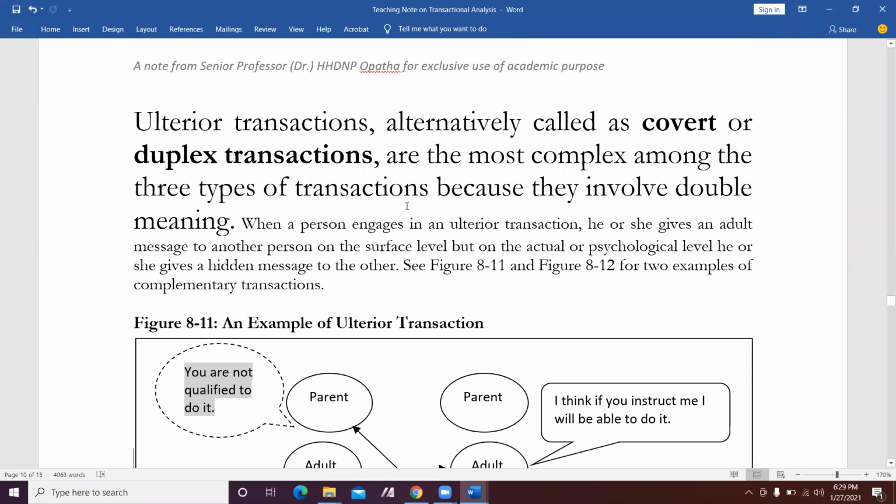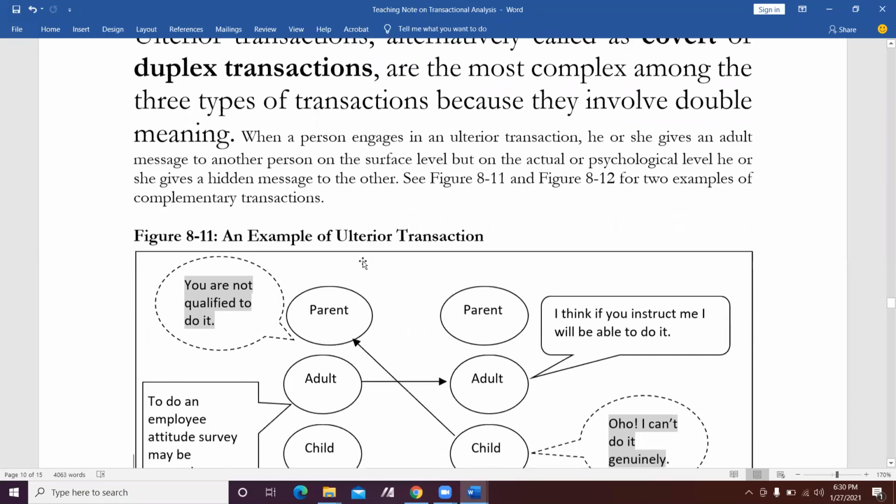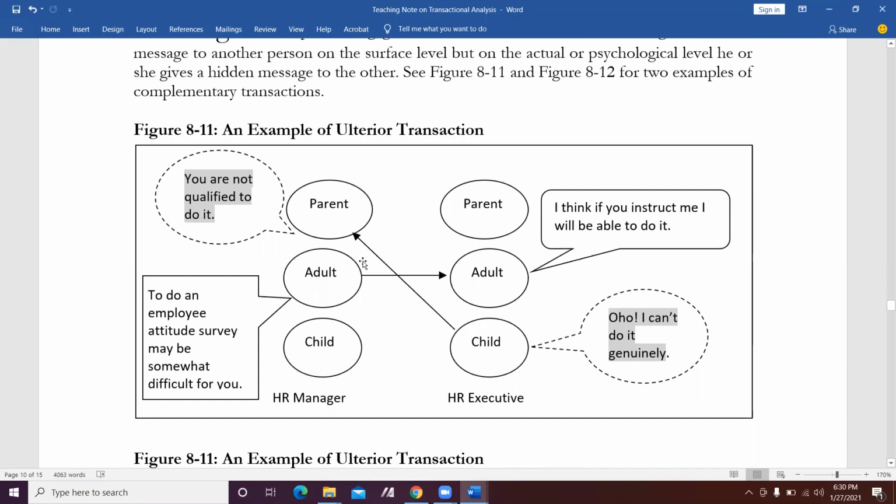So they are the most complex among the three types of transactions. Now there are three types: complementary, non-complementary, and ulterior. Why are ulterior transactions the most complex as far as the three types are concerned? Because they involve double meaning. That's the thing. They involve double meaning. Okay, look at this example. Try to understand.